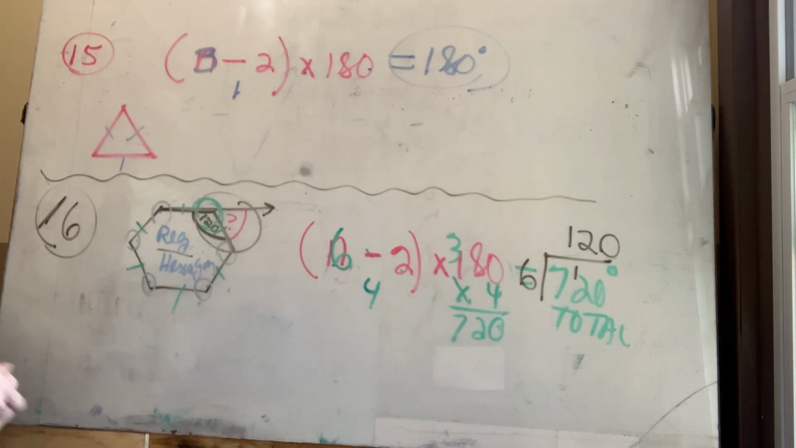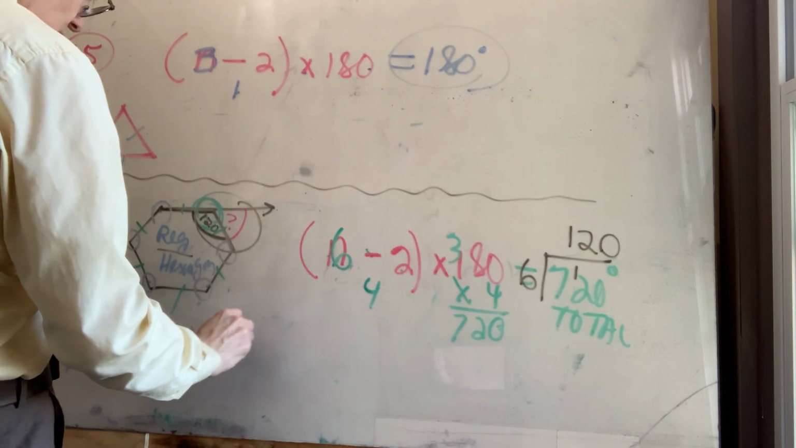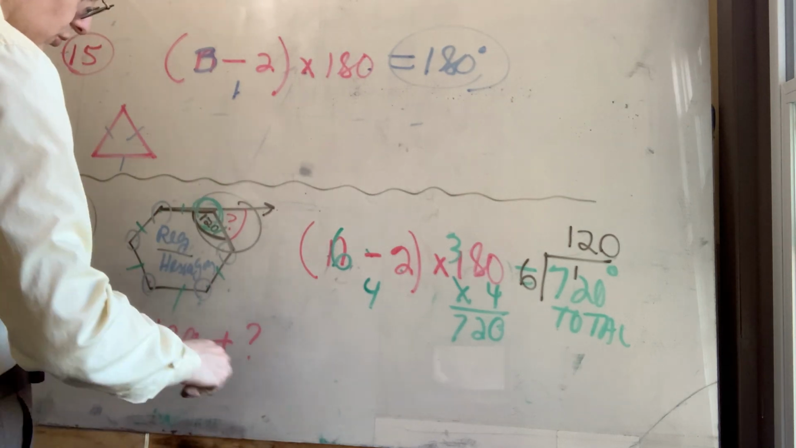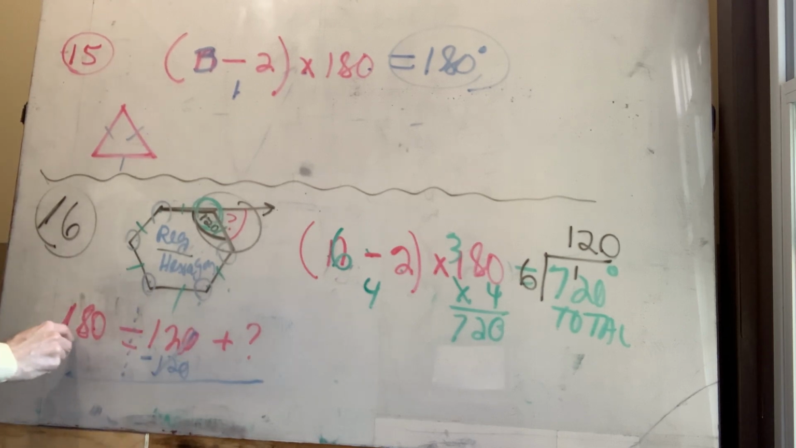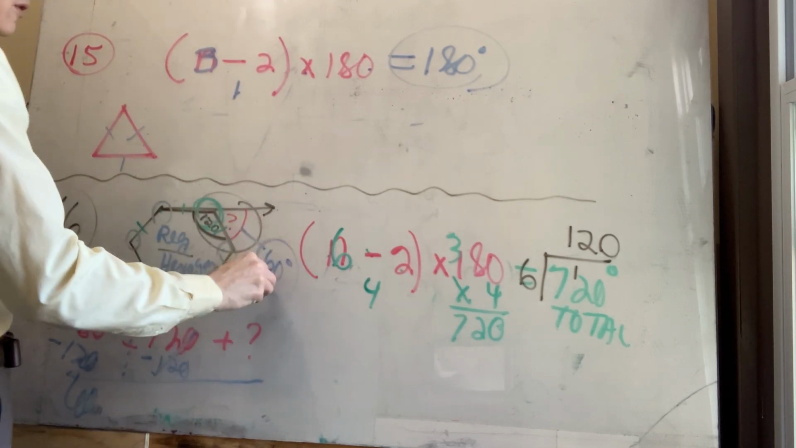How come? They're supplementary again. If things are supplementary, they add up to 180. So it's going to be 120 plus this question mark, whatever it is, equal to 180 degrees. And it technically is an algebra problem, or you could just figure it out. All right, minus 120, minus 120, 180 minus 120 is 60. This angle in here is 60 degrees.